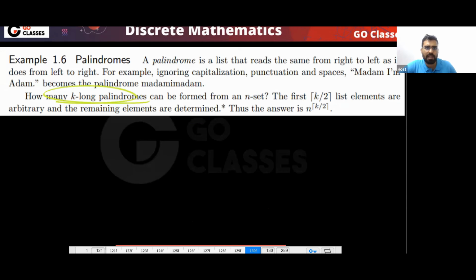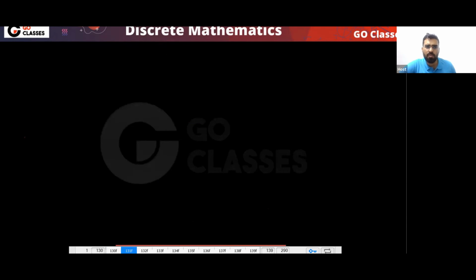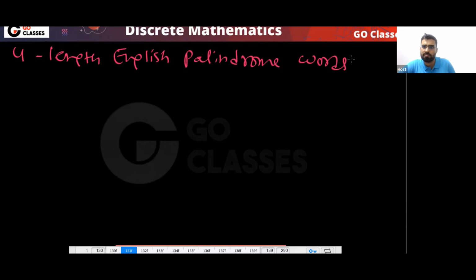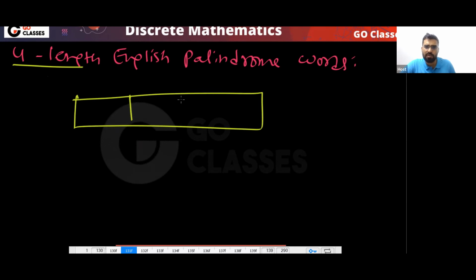So how many k length palindromes can you create? Let's see it one by one. Tell me how many 4 length English palindrome words there are. Let's check it out. Because you have English palindrome words of length 4, a very interesting thing will happen. See, if I put something here, how many ways?